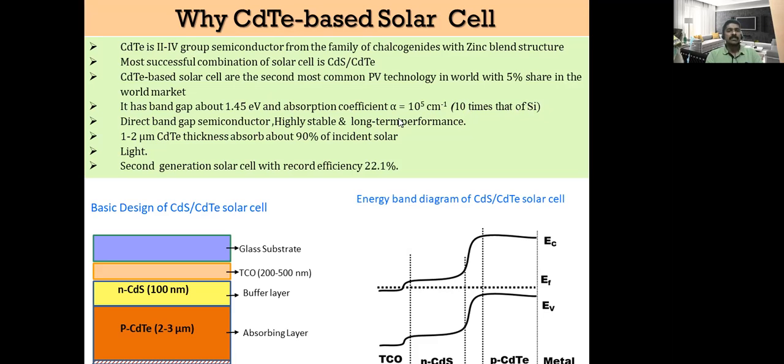It is a direct band gap semiconductor with high stability and high performance. Within 1 to 2 micrometer of thickness, it absorbs more than 90% of incident light. This is the second generation solar cell with a record efficiency of 22.1%. So this is the design of the CdS-CdTe solar cell. Then this is the energy band diagram of this structure.